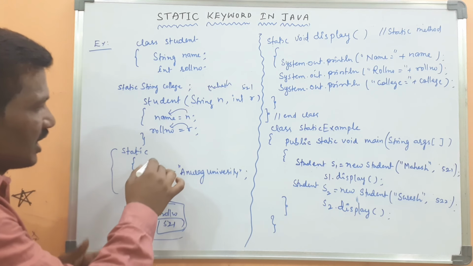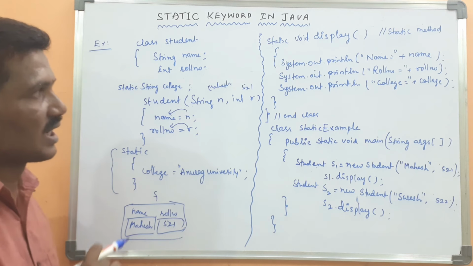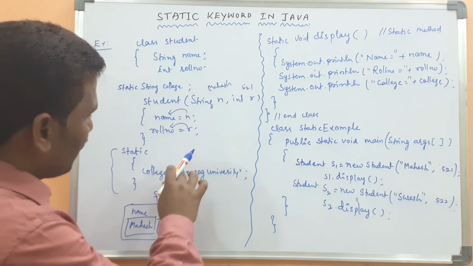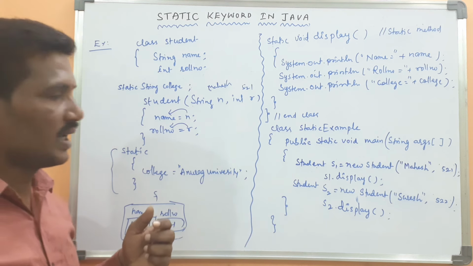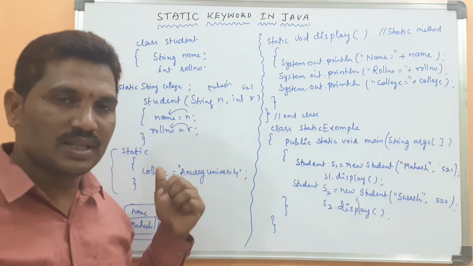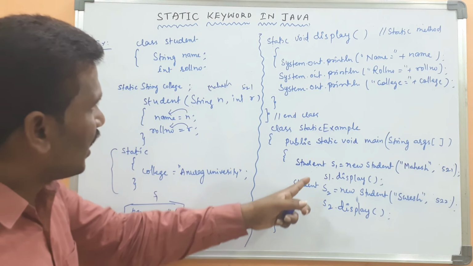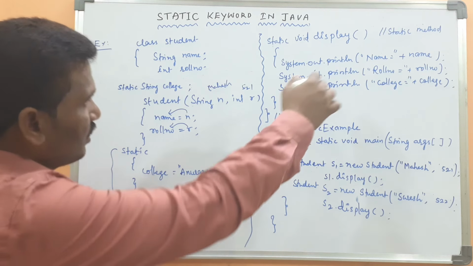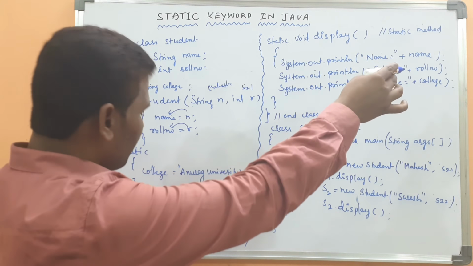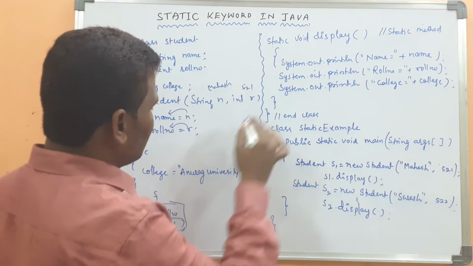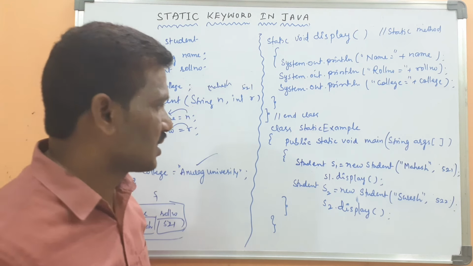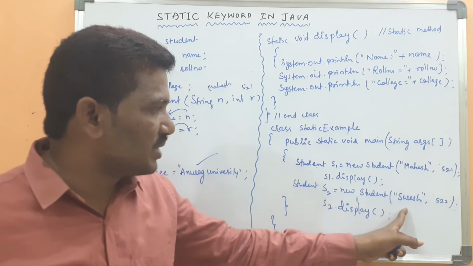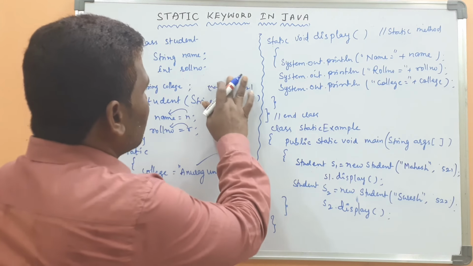Because the static block will get executed at the time of loading the class, first it will be executed. After that, the remaining methods will get executed. Please note it down. S1.display: name equal to Mahesh will be displayed, roll number equal to 521 will be displayed, college equal to what? Because it is common to all the students. Then the S2 object has been created. At that time, it is Suresh.